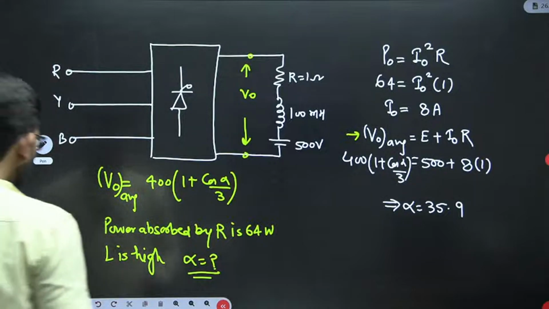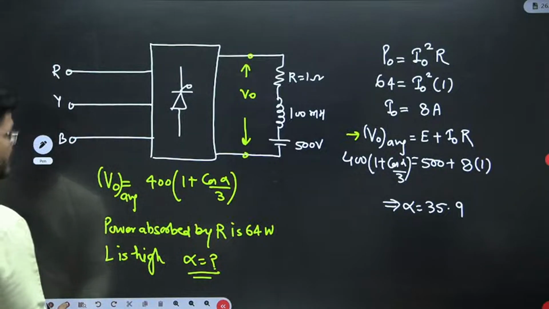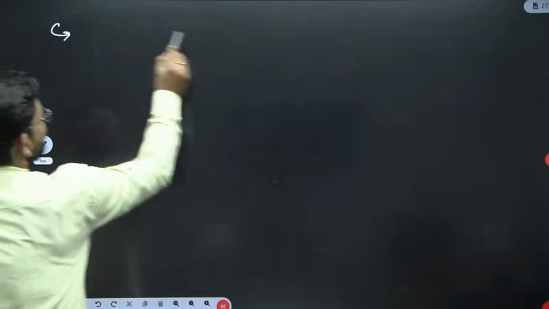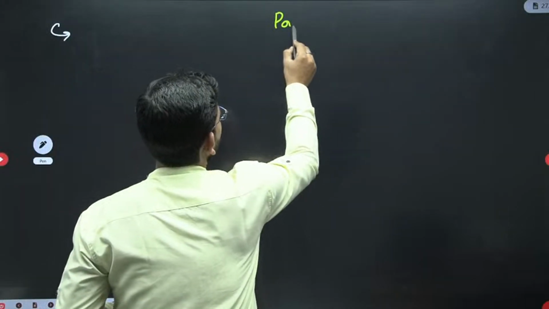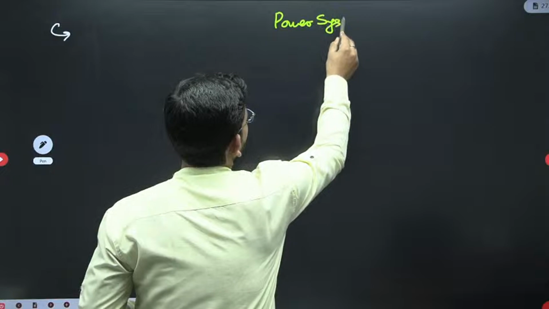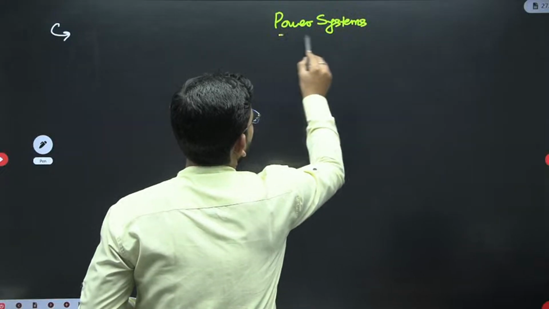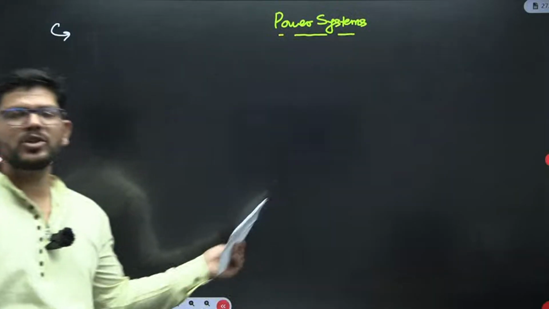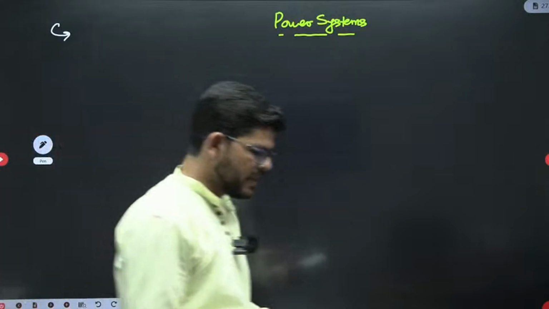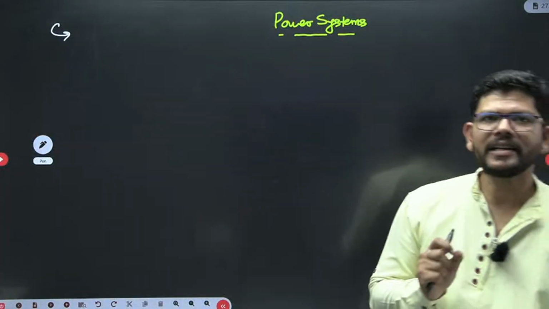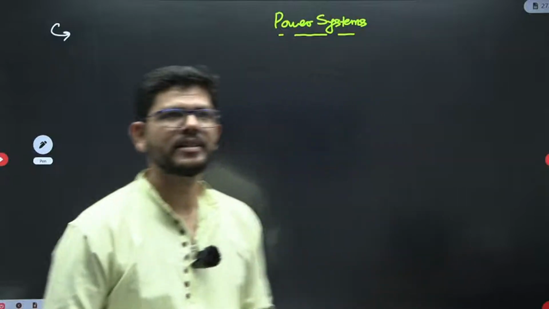Now we have one question from power system, which is related to a capacitor bank. I hope that you have done that question as well. From power system, this was the only easiest question that you could have done. The rest of the questions were very tricky. It was not easy to answer power system.